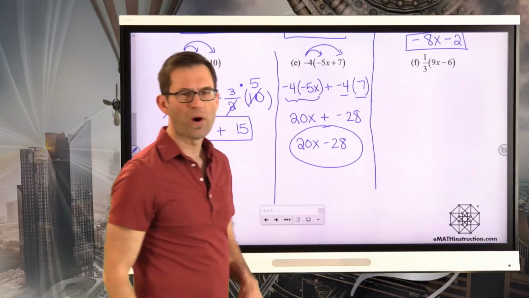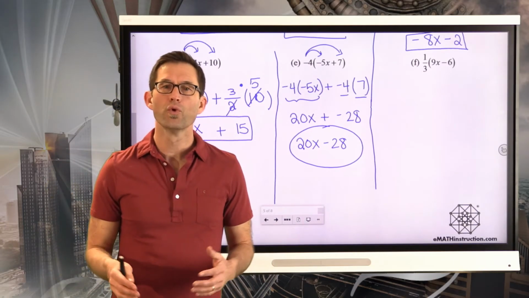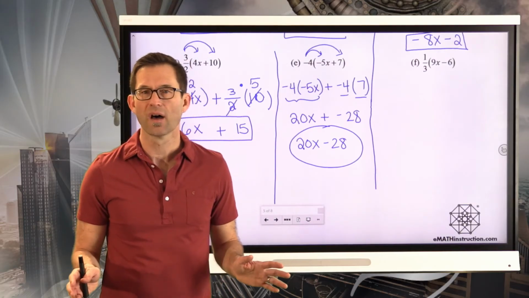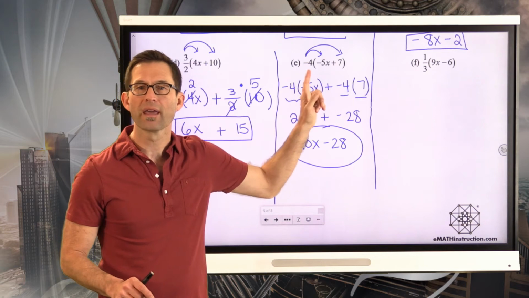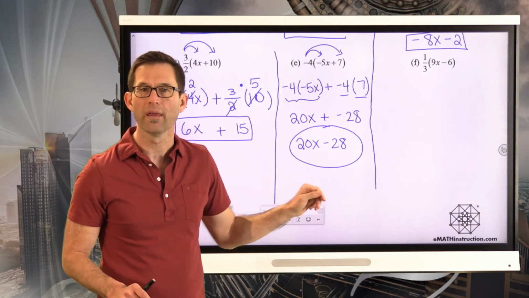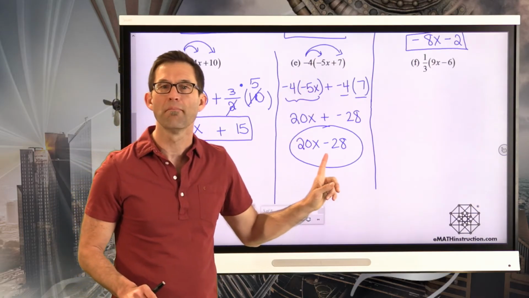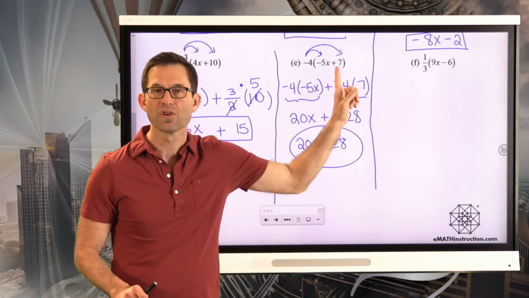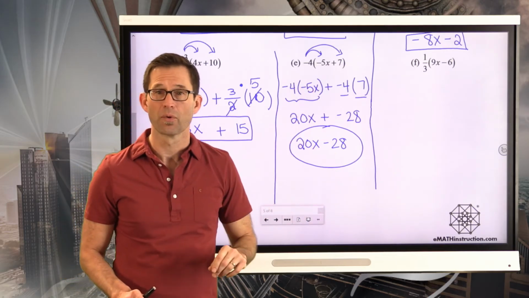Now, I think I want to just pause for a minute to talk about this one. You may have noticed now that when multiplying through by a negative, you're simply changing the signs of everything. So I have a negative 5x, and when I multiply by negative 4, it becomes a positive 20x. Then I have a positive 7 that when multiplied by negative 4 becomes a minus 28. That addition becomes a subtraction because I'm multiplying through by a negative number.